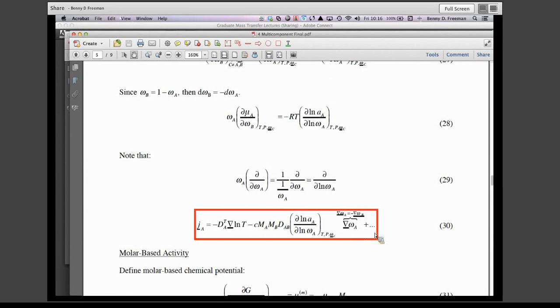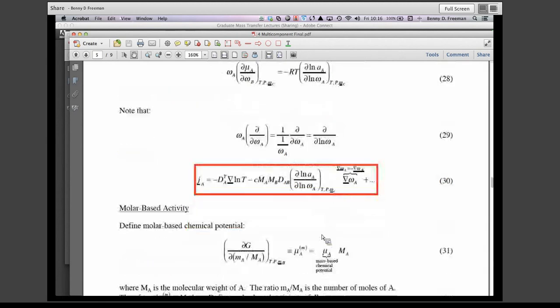We can also have pressure induced diffusion and species-specific body force induced diffusion. Thermal diffusion is already in here. So this gives us a consistent way to include all of these effects into the diffusion flux expression.